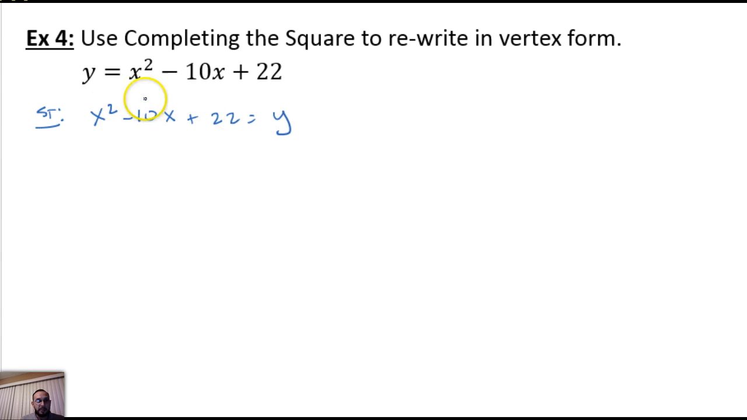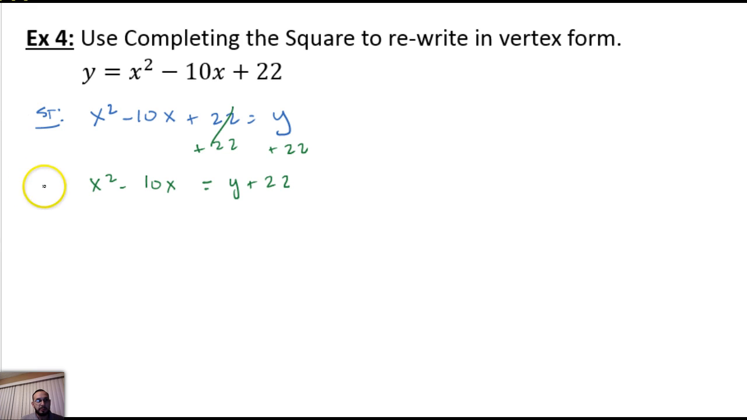My step 1 is to get my x's by itself. So I'm going to add 22 to both sides. When I do so, this goes away. Again, I'm left with x squared minus 10x. I like to leave a little bit of space to remind me that there's something missing there. And I get y plus 22.